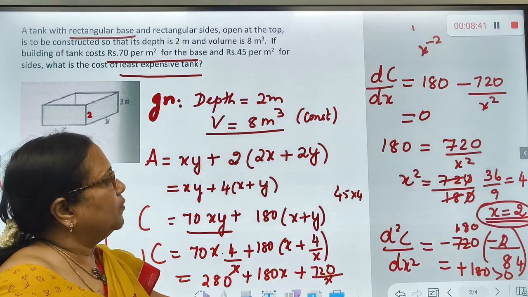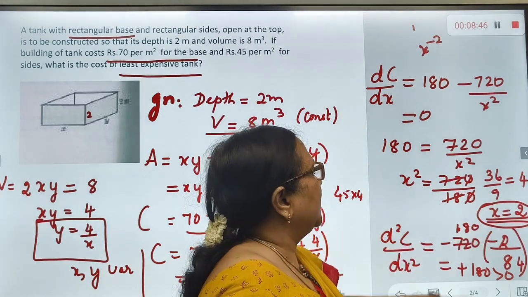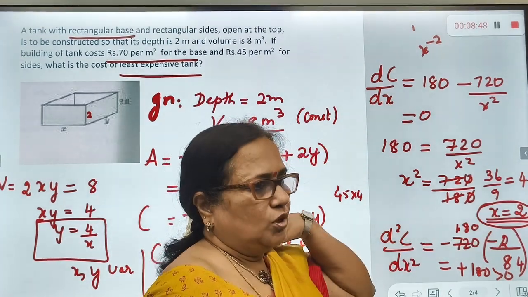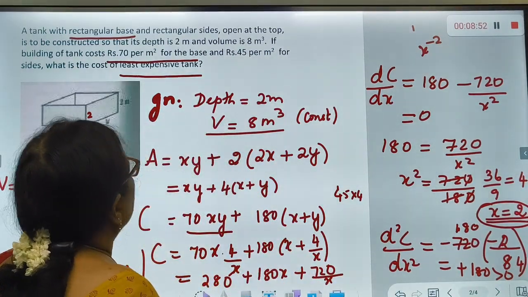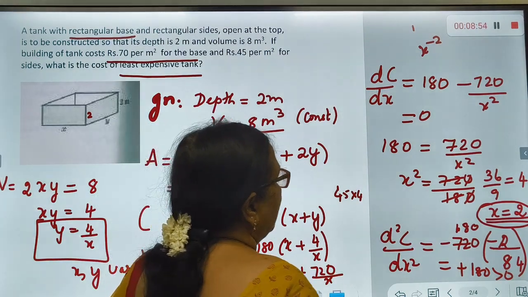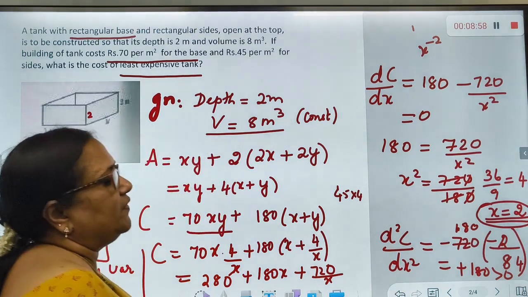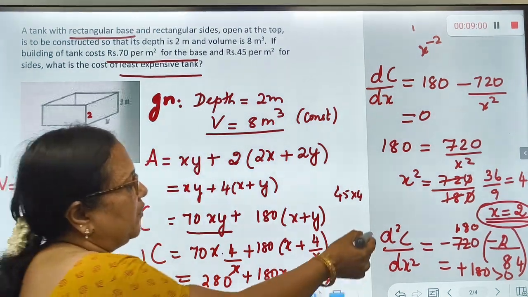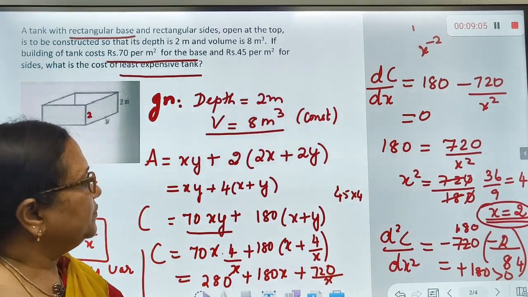Substitute for y equal to 4 by x, differentiate and equate it to 0. You get the critical point to be x equal to 2. So we are saying that at x equal to 2, we should have the least expensive tank. Okay, is that true? How do you check? Check with the second derivative. Second derivative is positive, means we have a minimum at x equal to 2. Is it clear?